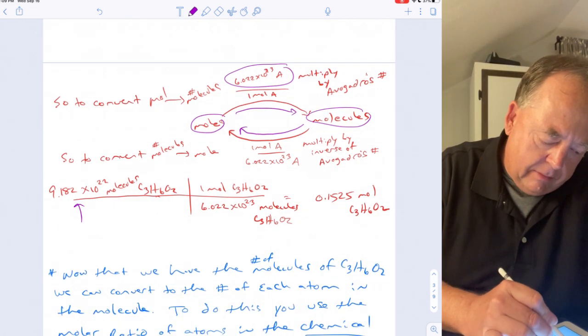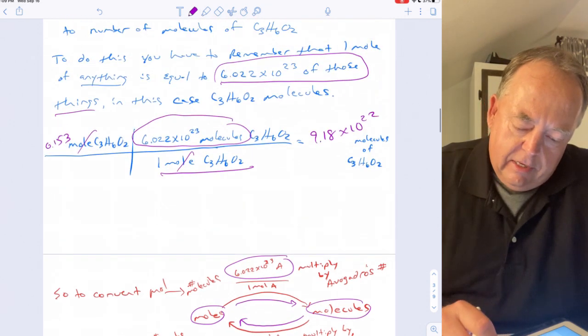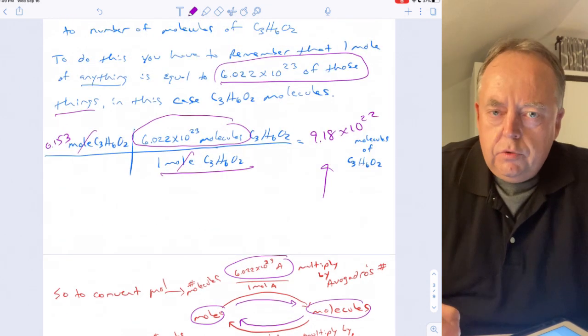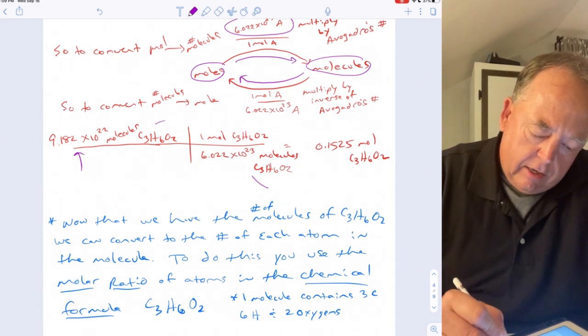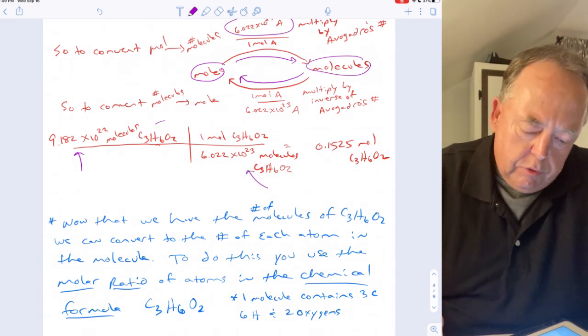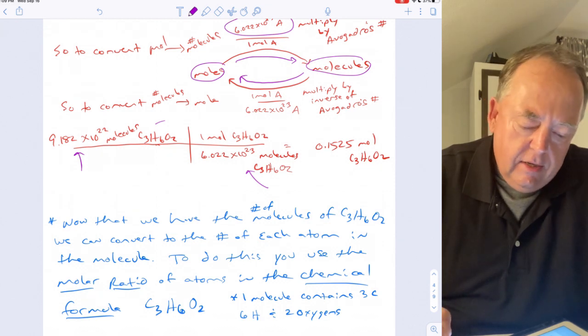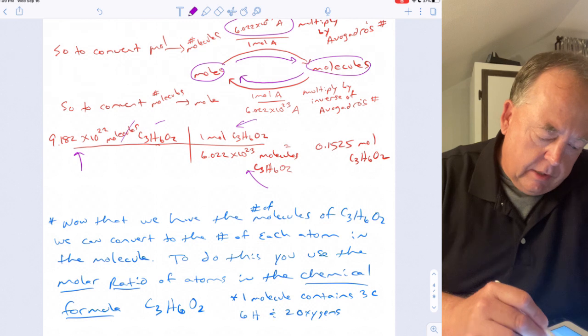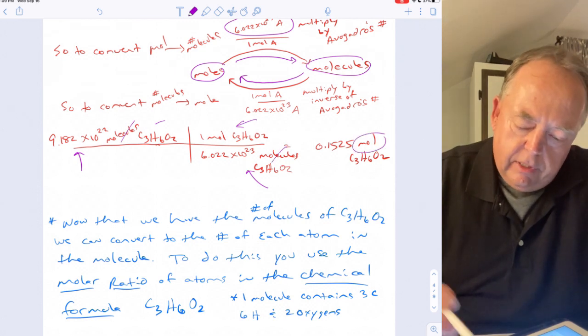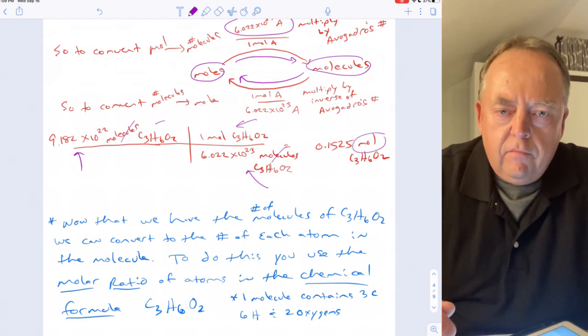So if we had that many molecules of C3H6O2, how many moles is that? Well, since molecules is on top, then we need Avogadro's number on the bottom. 6.02 times 10 to the 23rd molecules, and that is the same thing as 1 mole, so the mole on top, and then molecules would cancel out, and you would be left with moles, so 0.15 moles.